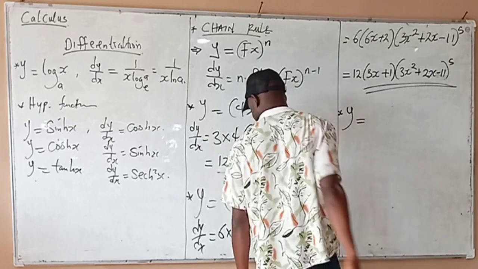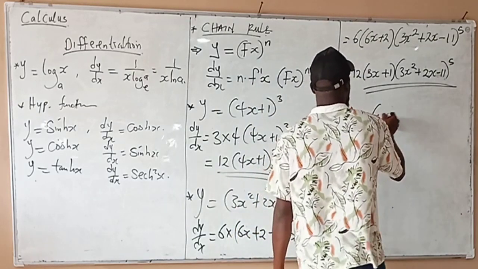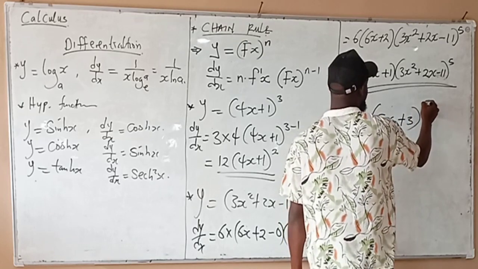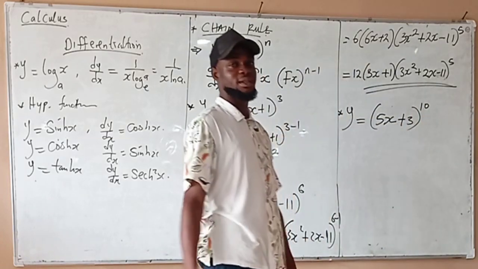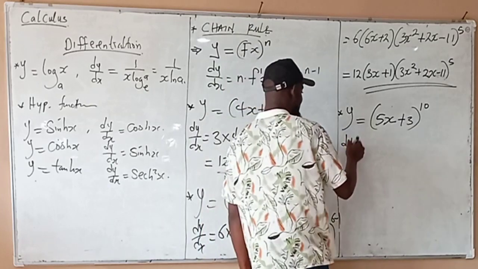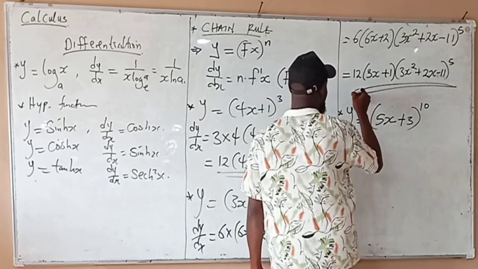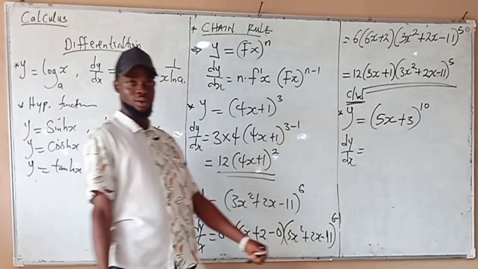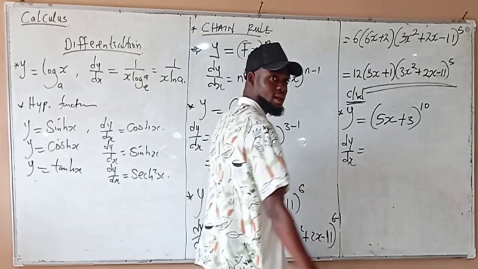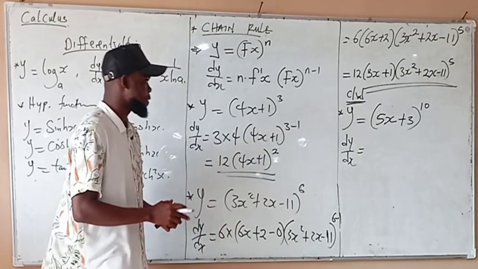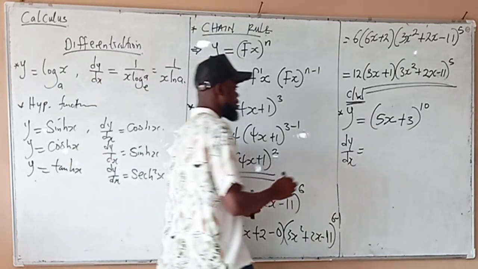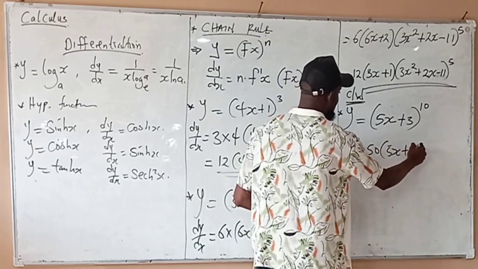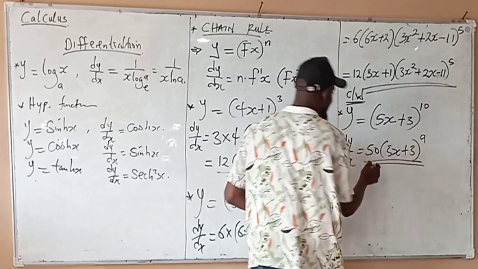Let y be equal to 5x plus 3 raised to power 10. What will be dy over dx for this? Try this one. The answer is going to be 50 bracket 5x plus 3 raised to power 9.